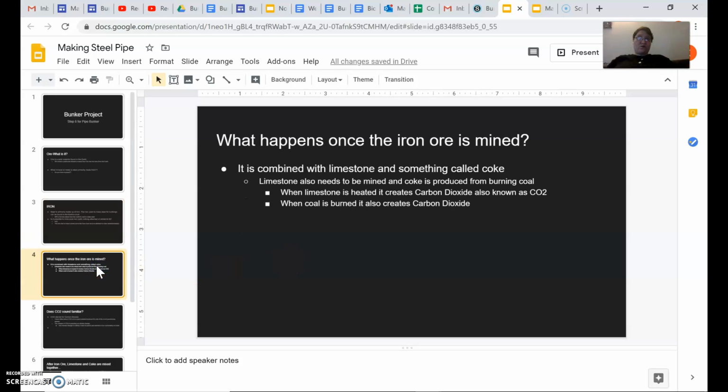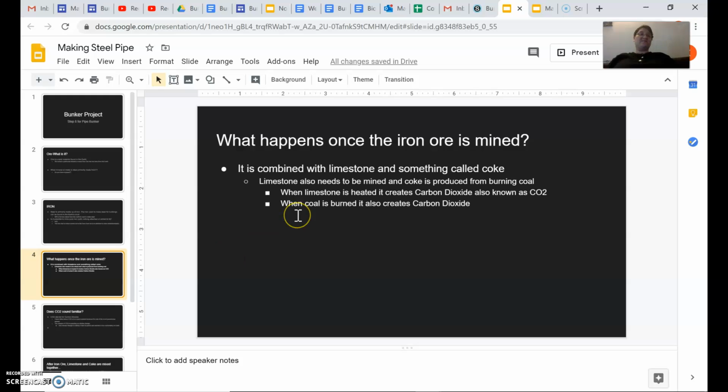So what happens once the iron ore is mined? Well, it's combined with a few things. It's combined with limestone, and it's combined with something called coke. The first thing I want to say is I go over limestone a lot in the concrete notes. If you want, you can go back to the concrete notes and hear what I have to say about limestone.